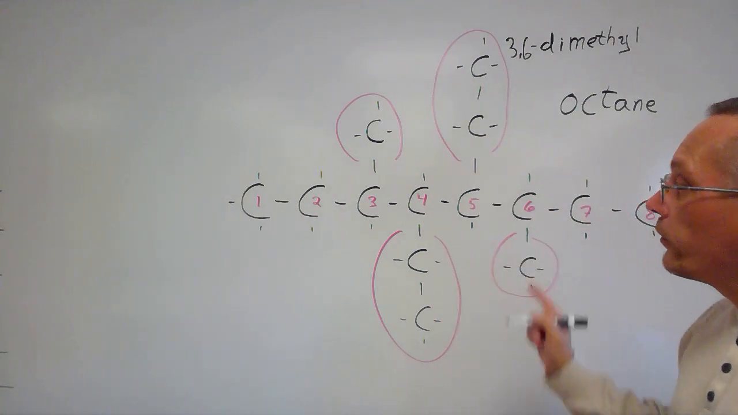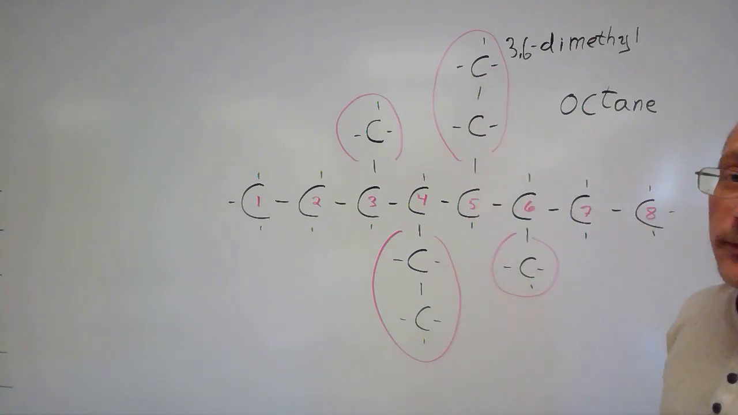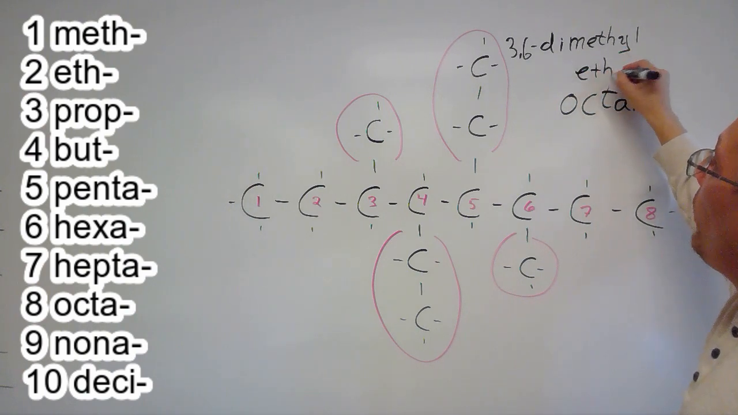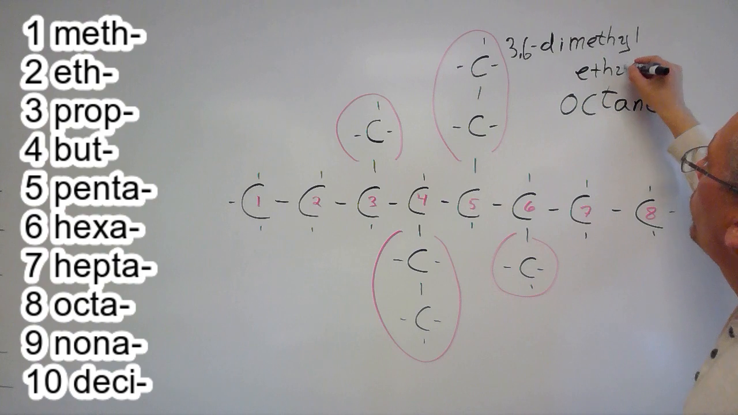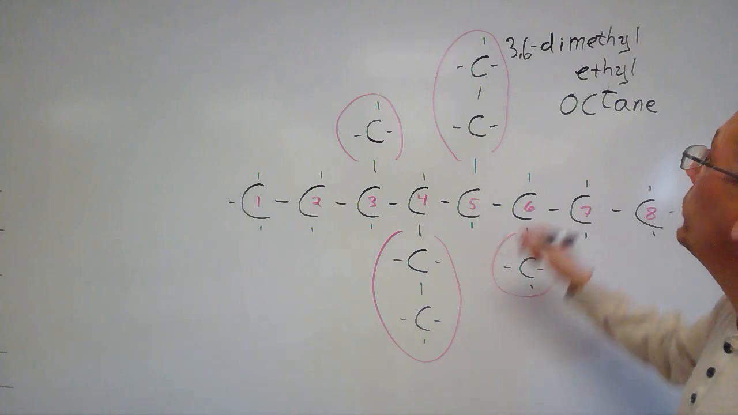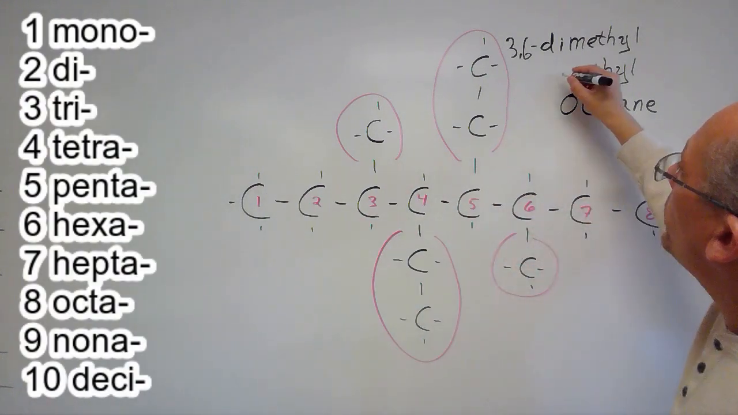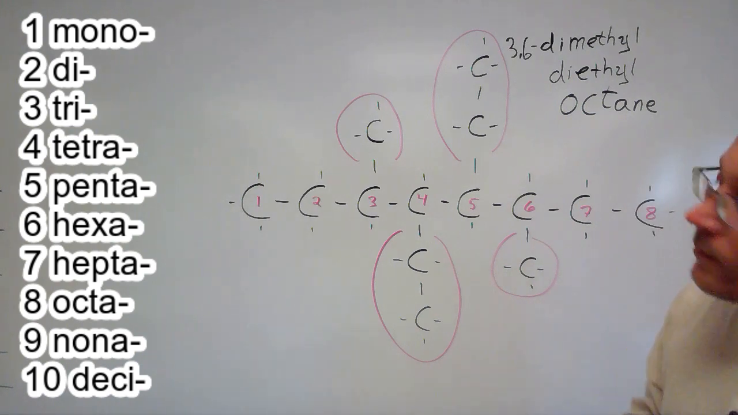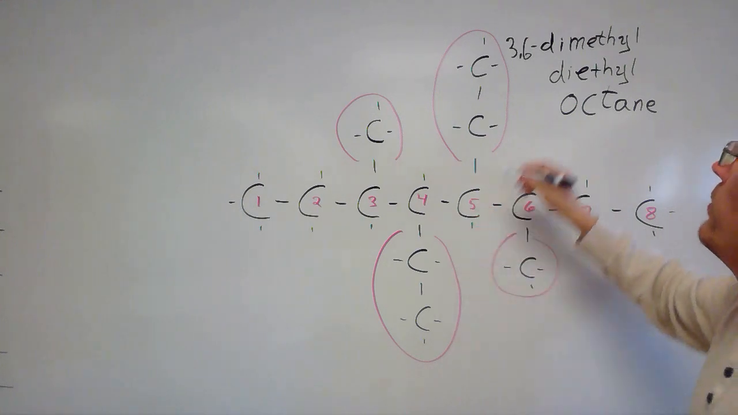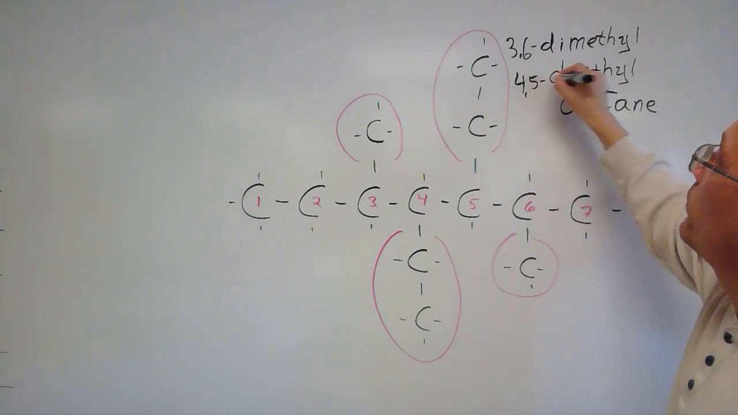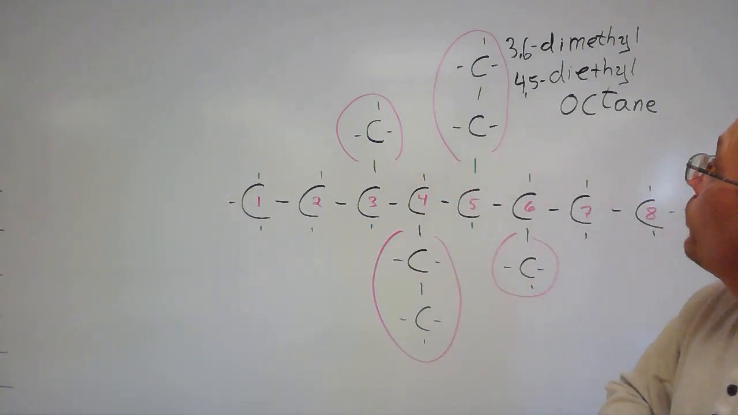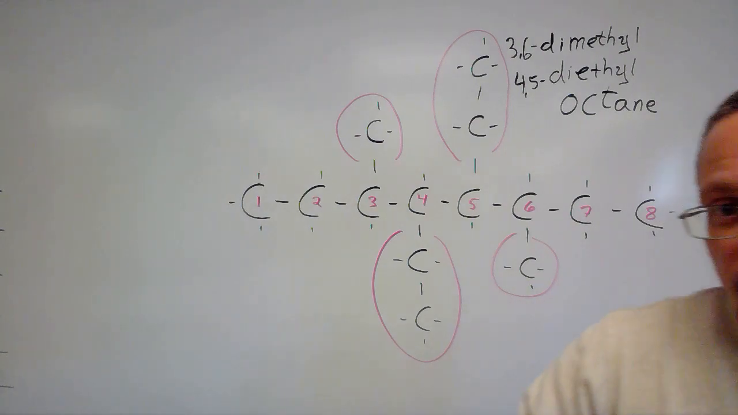Let's look at the other 2 branches. The other 2 branches each have 2 carbons, right? So the organic prefix for 2 is eth, and then the suffix for a branch, yl. And there are 2 of them, so I'm going to put the non-organic prefix for 2, which is di. And then which carbon numbers do they come off of? They come off of carbon number 4 and carbon number 5. 4,5. So this particular compound would be called 3,6-dimethyl 4,5-diethyl octane.